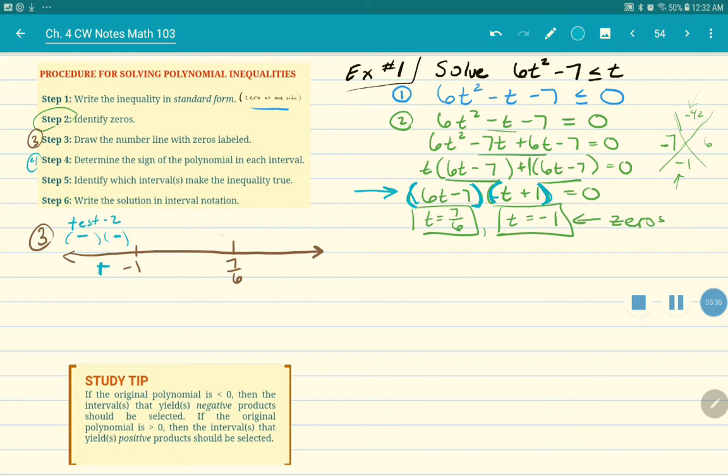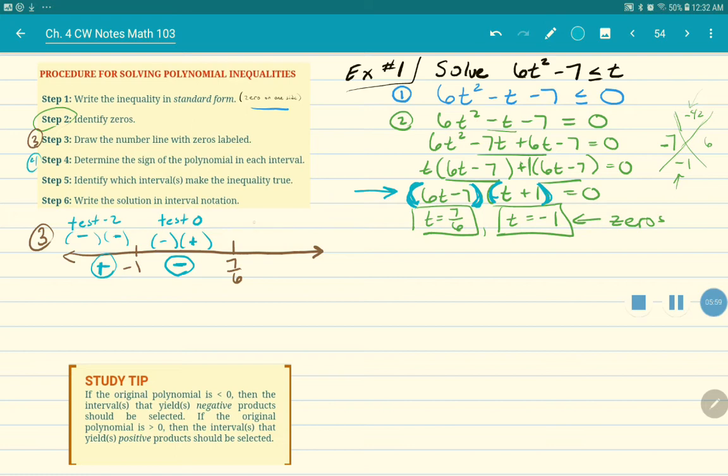Okay, and then my next interval, between negative 1 and 7/6, I can test a 0. So plugging in 0 for t in 6t minus 7, I get negative 7, which is a negative. And t plus 1 is going to give me a positive. So that means in this interval, everything is negative.